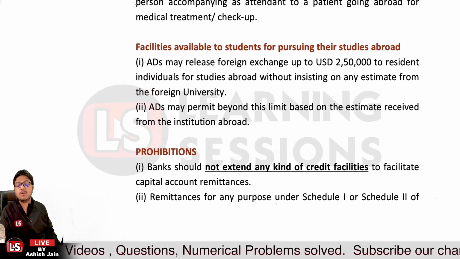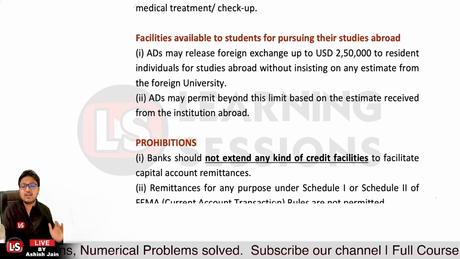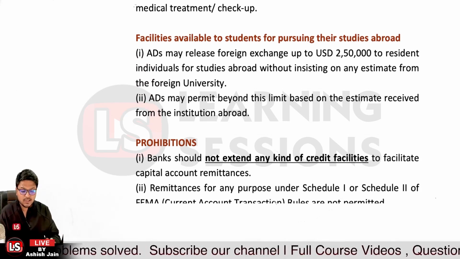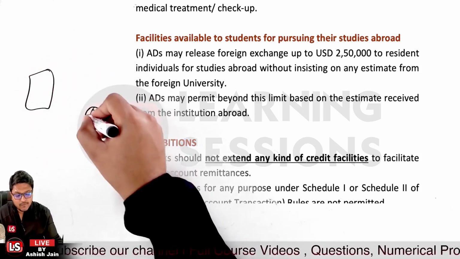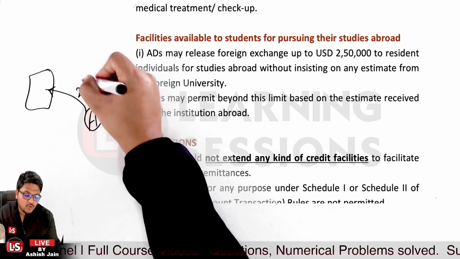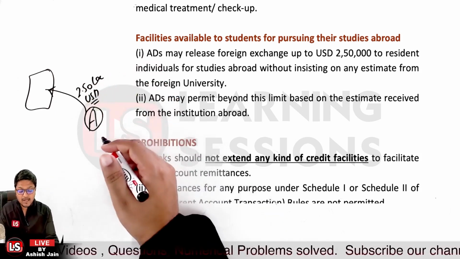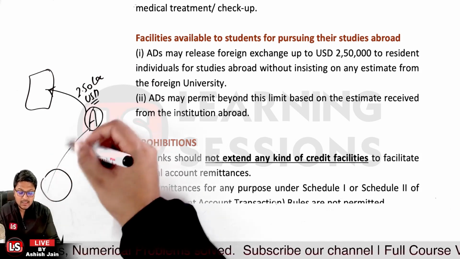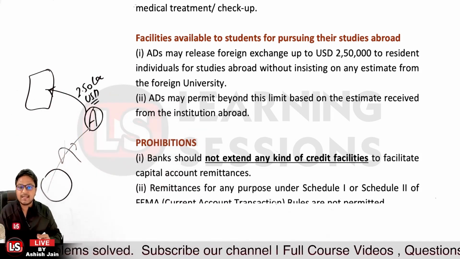Now, what is prohibited under the LRS? Banks cannot or should not extend any kind of credit facilities to facilitate capital account remittances. Like person A over here wants to buy a property outside India. For that purpose, it is allowed that under the LRS he can remit 2.5 lakh USD per financial year. But if he wants to take a loan beforehand for sending the money outside India, in that case, that is not allowed, that is prohibited.